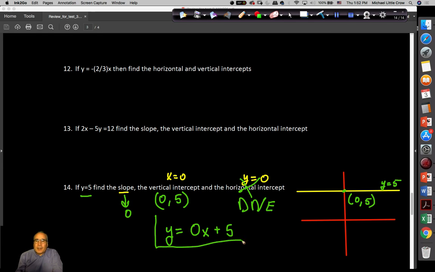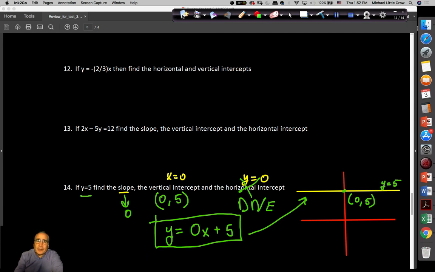If you can remember this part, then you've got something to work with. So either remember that y equals 5 is really y equals 0x plus 5, or remember that it's a horizontal line. Draw the picture, and that should help you in getting both the horizontal intercept, which is undefined or does not exist. There is no horizontal intercept. The vertical intercept is simply going to be 0 comma the y value, and the slope will be 0.